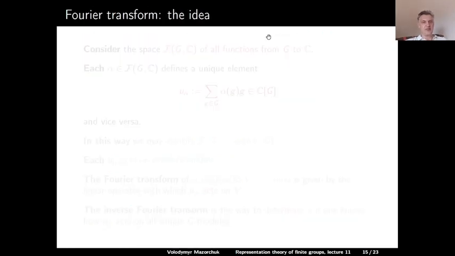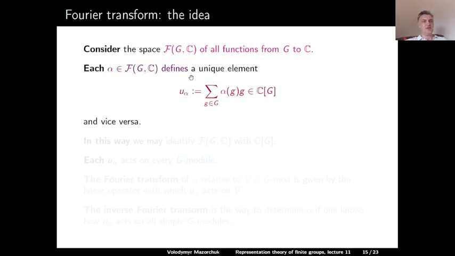So in the final part of this lecture, let us briefly discuss the idea of Fourier transform for finite groups. Consider the space of all functions from G to C. Each such function determines a unique element of the group algebra. So if the function is alpha, we denote by U alpha the linear combination of all elements in G with the coefficient given by alpha of g. And this is an element in the group algebra.